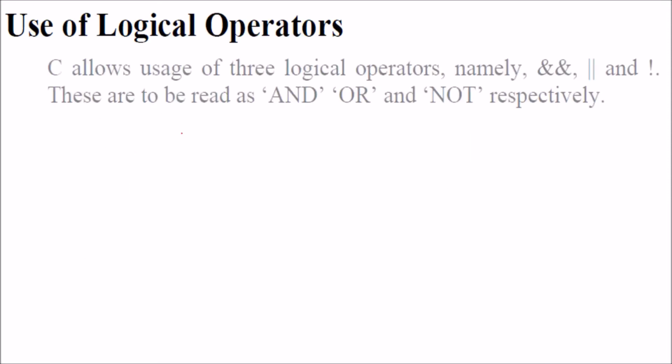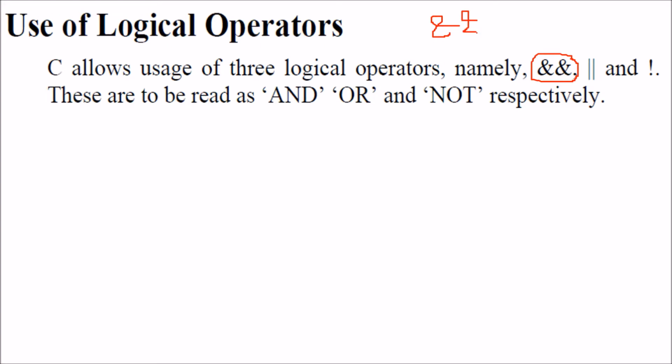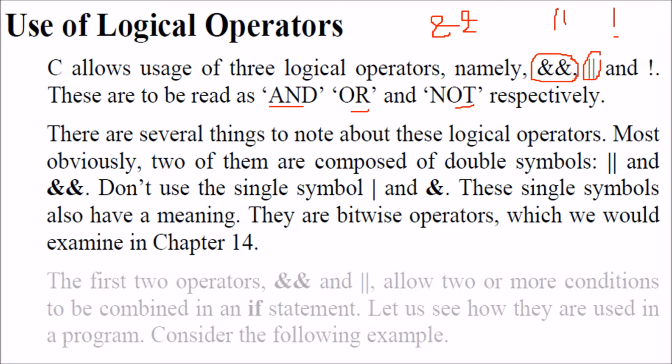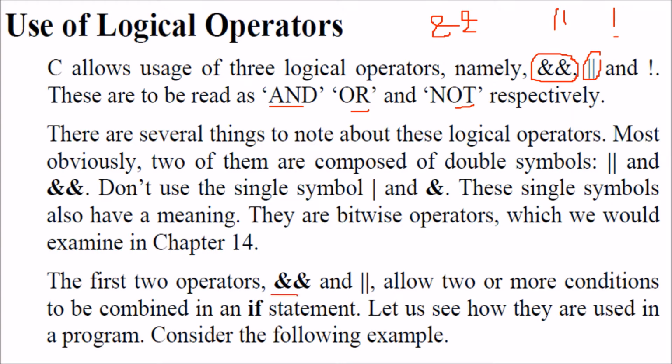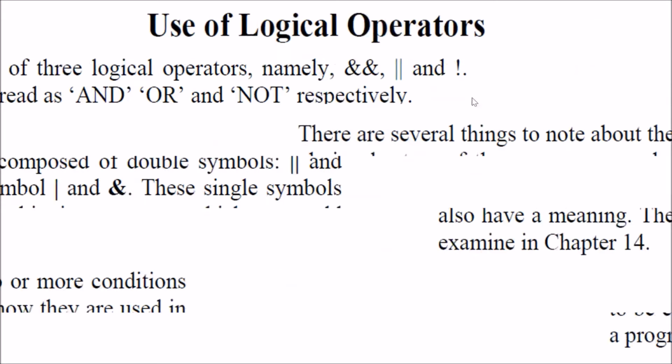Use of logical operators. We have three logical operators in C, which are AND, given by two ampersands, then OR, and this is NOT. So AND, OR, NOT, these are the three logical operators, and we'll see in a bit what they do. These operators allow more than two conditions to be combined. If you use if, while, or for, in all of these we can have ampersand and OR, and multiple conditions can combine to a single output that is true or false, right? We'll see it with an example.